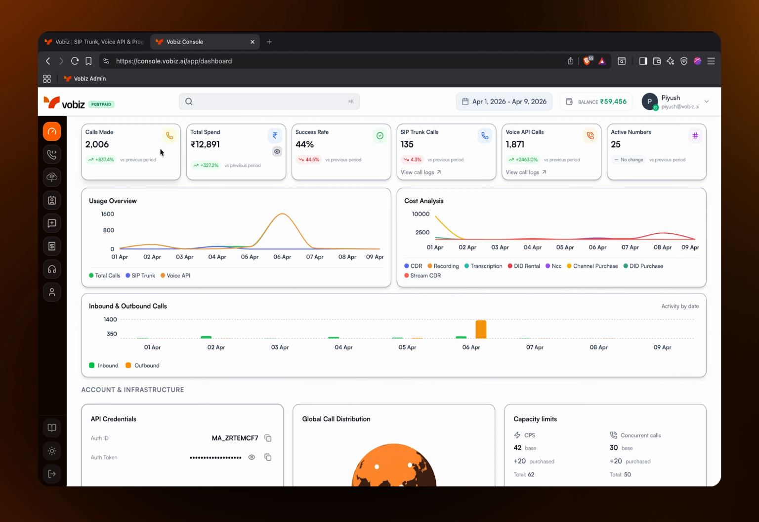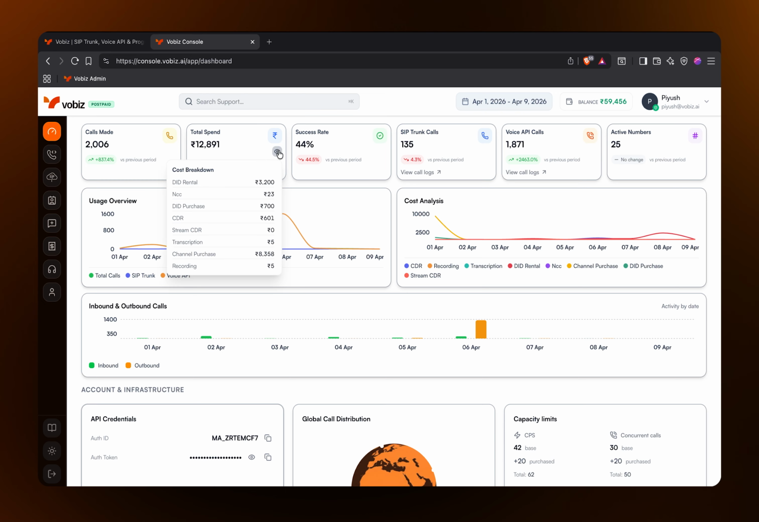And let's understand each and every single scorecard one by one. The first one, the total calls made during this particular date range, that is 1st of April 2026 to 9th of April 2026. Then the total expenditure for these calls and a lot more. So if I go and view the expenditure, the DID rental fees, the non-connected calls, the DID purchase, recordings, all those are coming into one particular field, and I see my total expenditure during this particular range.